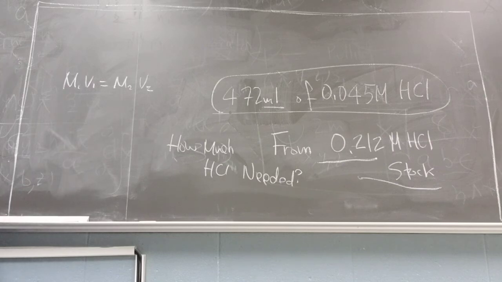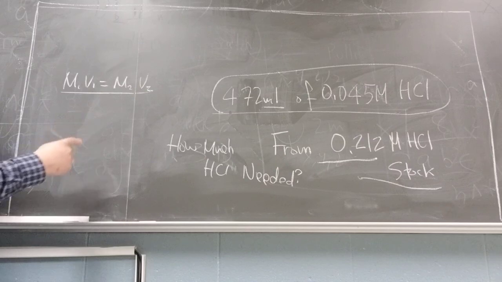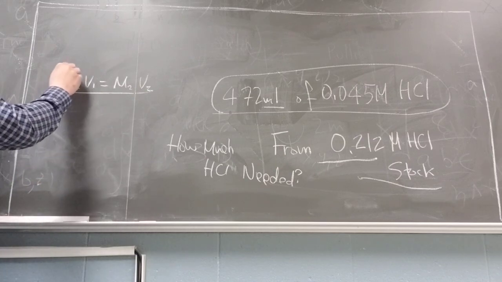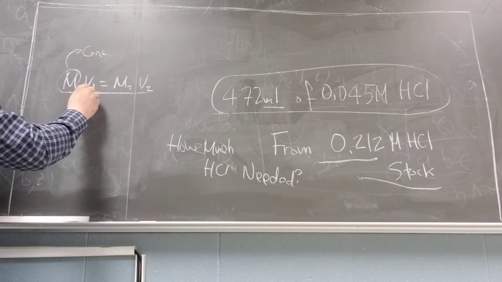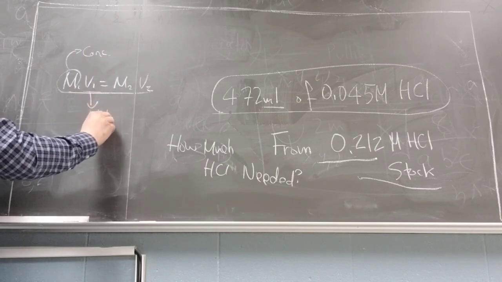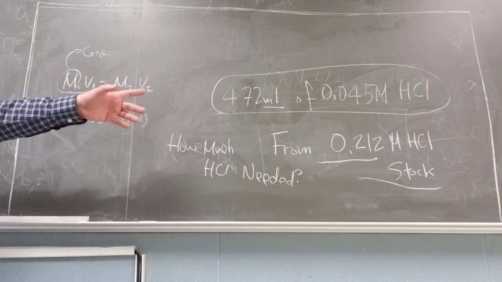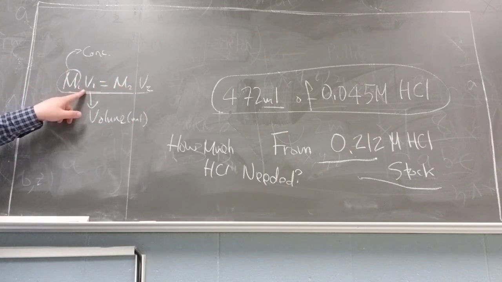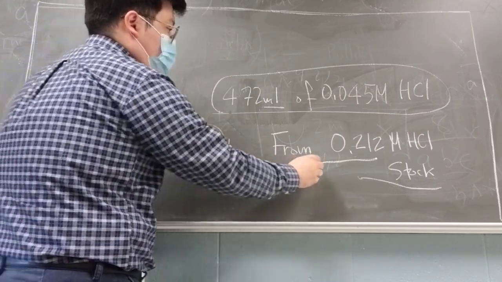Okay, so here's the thing. So we're gonna do M1, V1 equal to M2, V2 over here. So M stands for the molarity, so it's the concentration. And the V stands for volume. Okay, so we're gonna use those ones. We're gonna plug those numbers in, and we're gonna solve for the X. Okay, so we're gonna solve for how much stock solution you need to have.